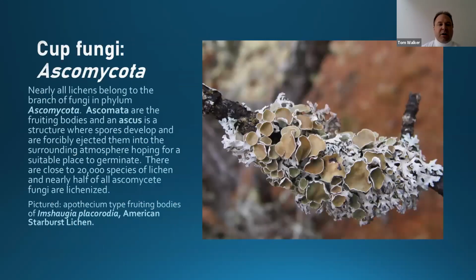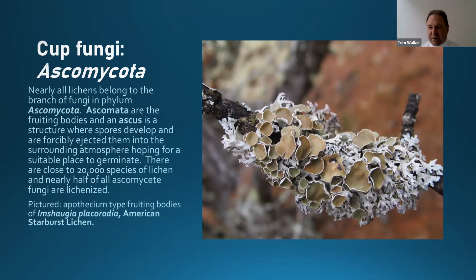Nearly all lichens belong to the branch of fungi in phylum Ascomycota. Ascomata are the fruiting bodies. Asci are the structures where spores develop and are forcibly ejected into the atmosphere. There are close to 20,000 species of lichen, and nearly half of all ascomycete fungi are lichenized.